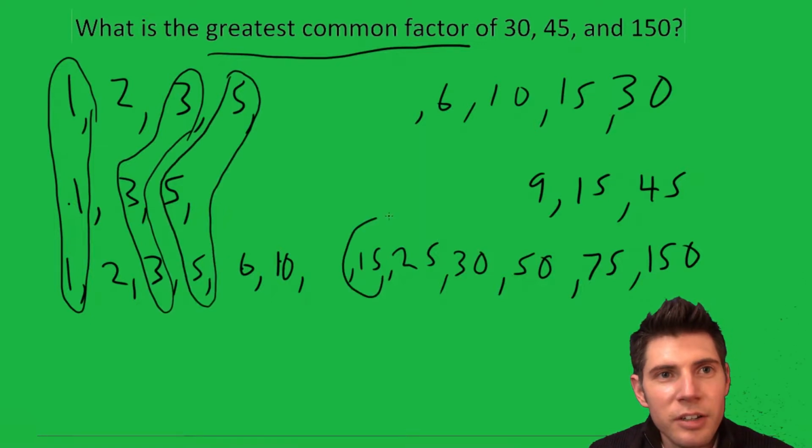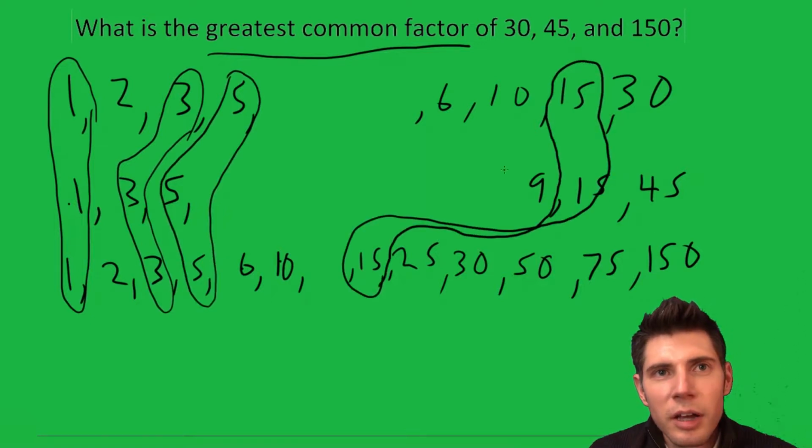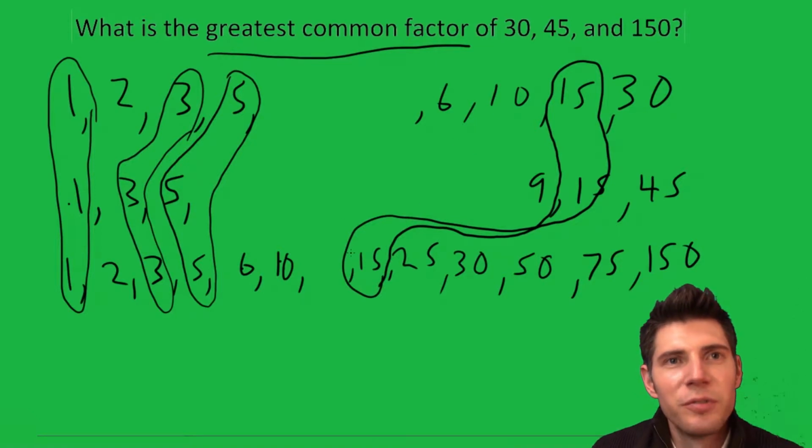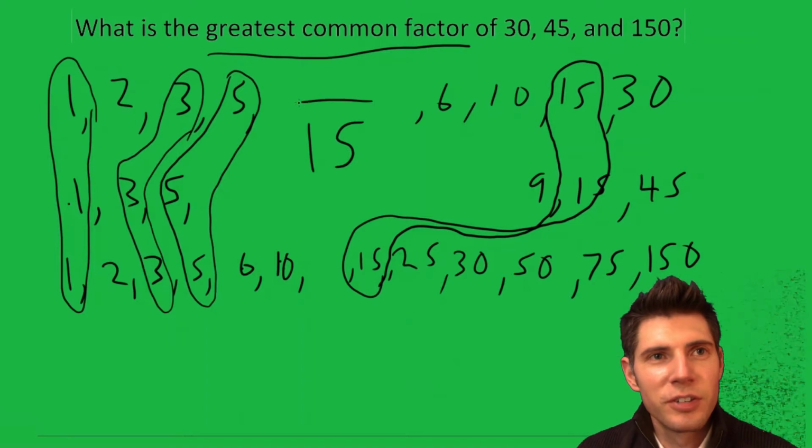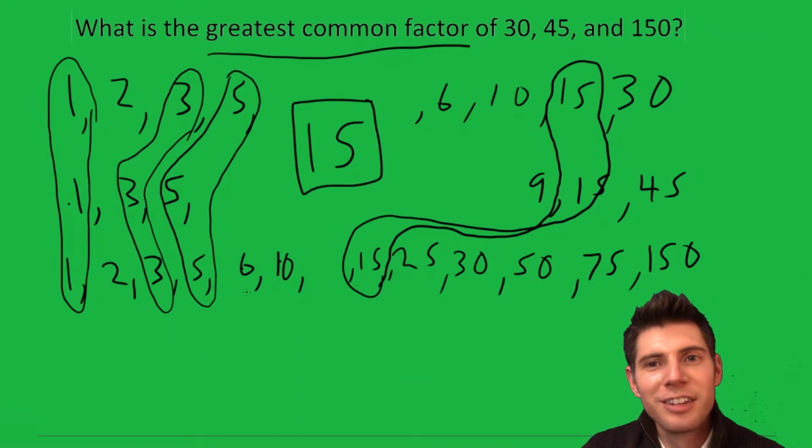They have a 15. That's probably the answer. And I don't see any other numbers in common. So 15 is the largest common factor. So the answer is 15. So this is a good way to do it. There's another way to do it too.